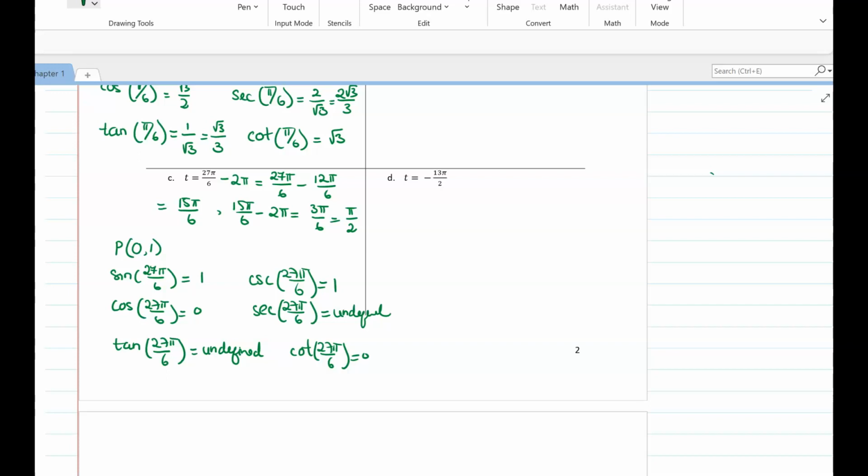Let's say we're given t equal to negative 13 pi over 2. Again, I want to find the coterminal angle of negative 13 pi over 2 so that I get something on the unit circle. So I go ahead and add 2 pi here. And that gives me negative 13 pi over 2 plus 4 pi over 2. That is negative 9 pi over 2.